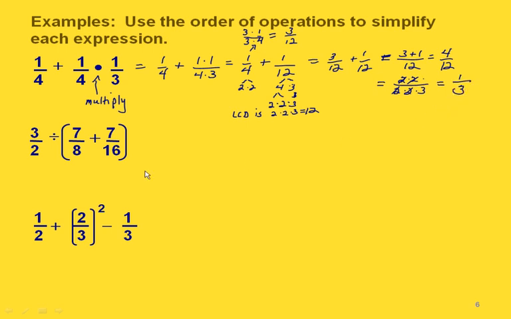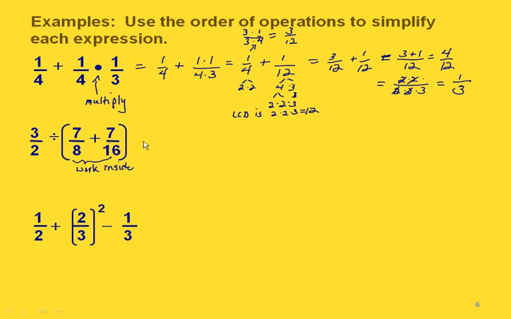All right, now let's look at this one. This one we have a division, we have an addition, and we have a grouping symbol of parentheses. So our first step is to work inside here. And that means we have to do that addition. We have to add the 7/8 plus the 7/16.